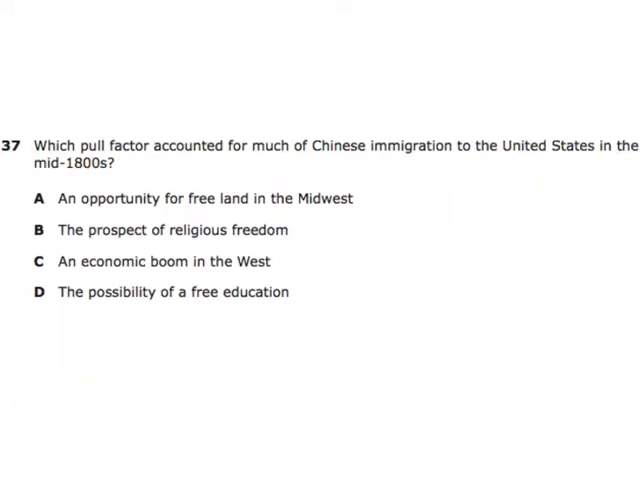That's what temperance is. Which pull factor accounted for much of Chinese immigration to the United States in the mid-1800s? An economic boom in the West. Remember, 1849 was the discovery of gold, so that caused a lot of Chinese immigrants to come because there were a lot of gold opportunities, and there was a financial, monetary boom in the West. Railroads were growing, and markets and cities were starting to be built out there, causing the Chinese to want to migrate as well.